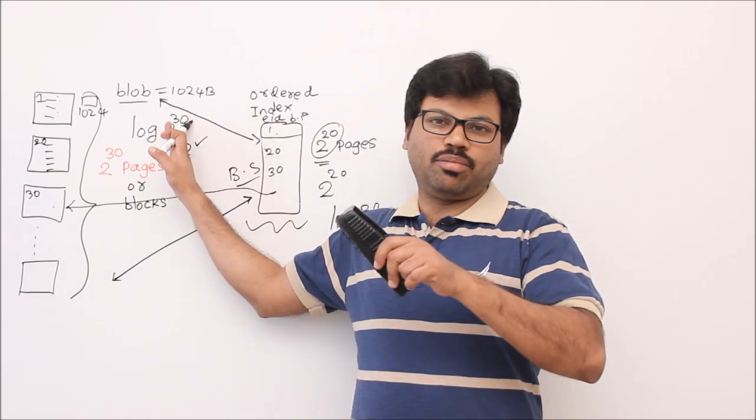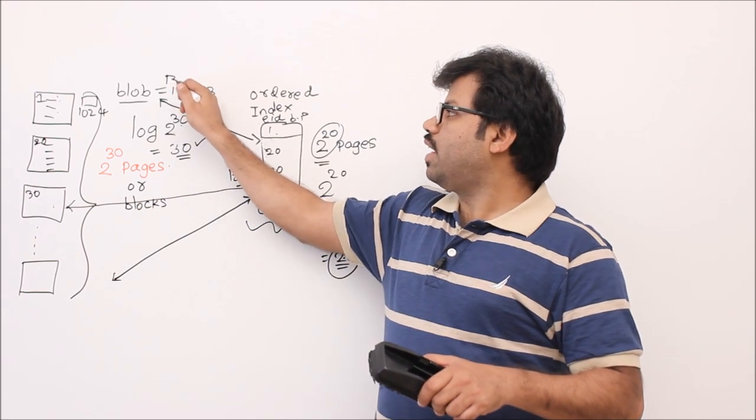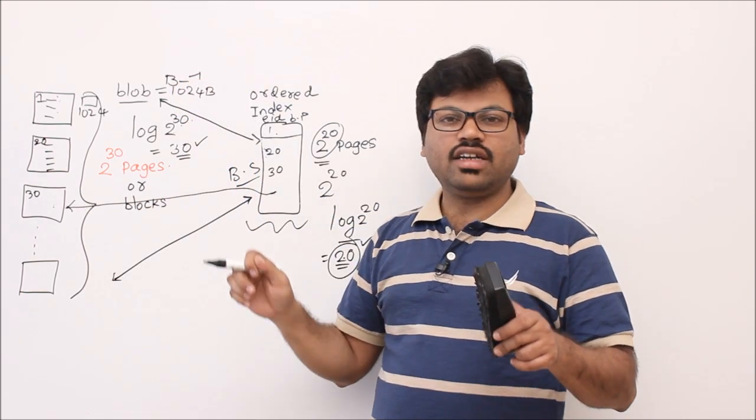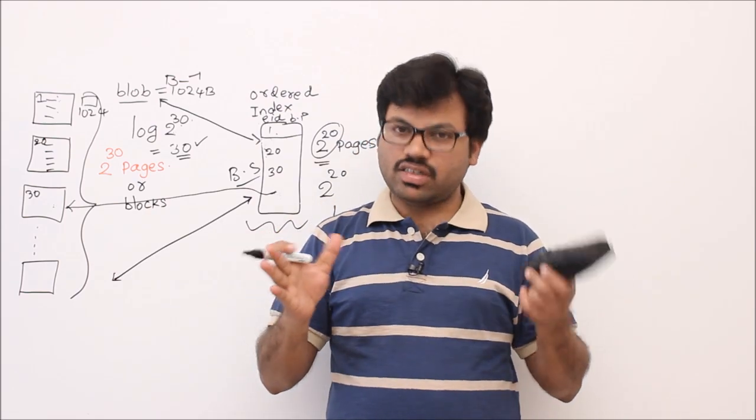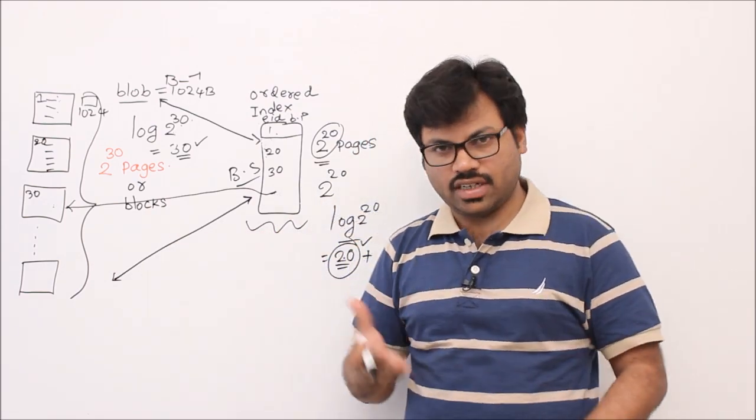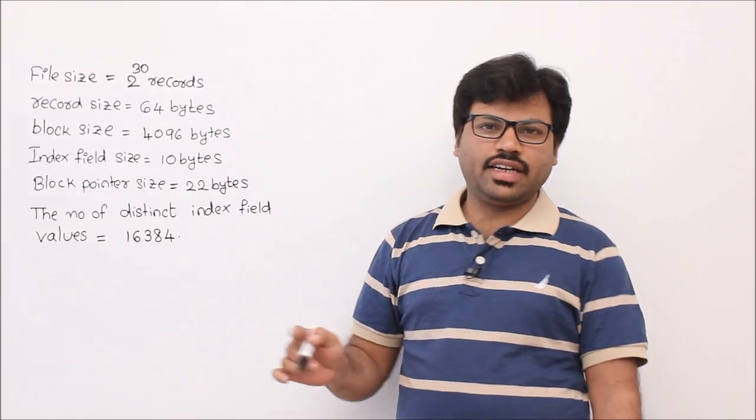Second, B trees and B plus trees. Once you learn B trees and B plus trees, you understand that we can do indexing, that is, search a file, within 5 or 6 block transfers. We will see that. Let's see one numerical problem related to clustering indexing.